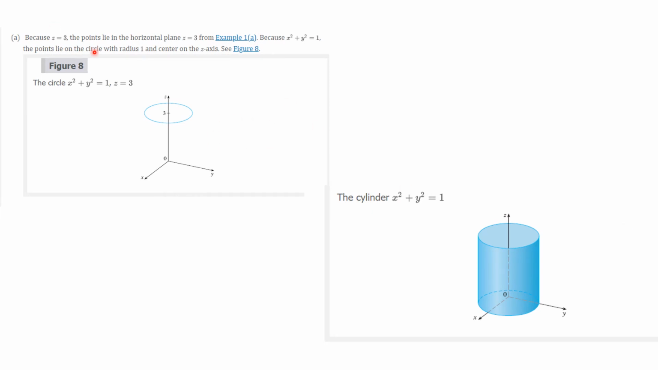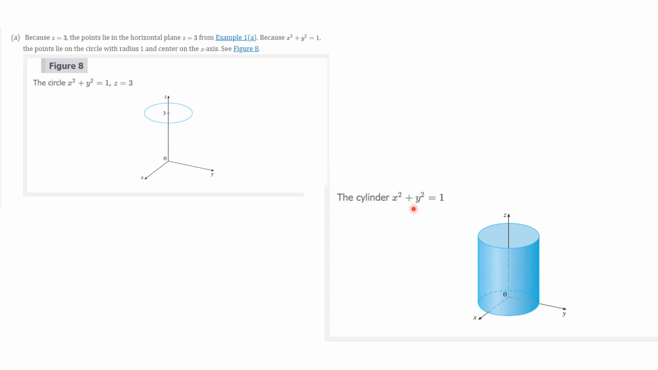Because z equals 3, the points lie in the plane z equals 3, that's where it is, but also x squared plus y squared equals 1, so that is a circle that is up here. So the circle x squared plus y squared equals 1, z equals 3 is given this way, and so we have a circle of radius 1, centered at 0, 0, 3, and it is contained within the plane z equals 3.